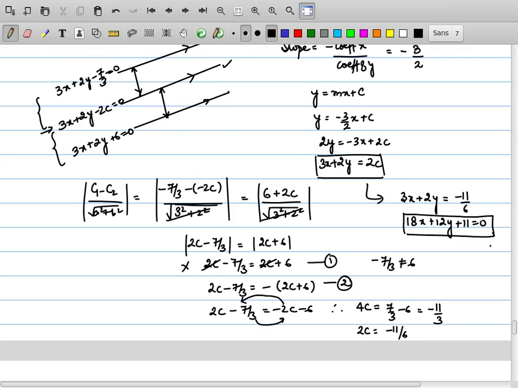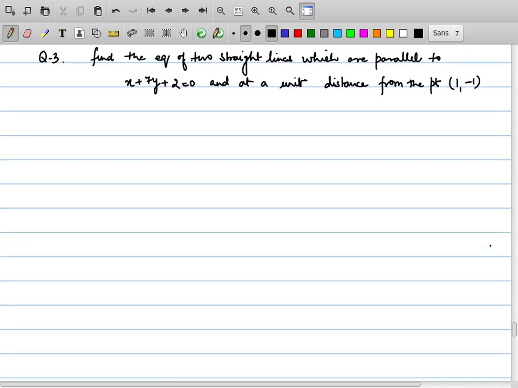Okay. Now we'll take the next question. Find the equation of two straight lines which are parallel to this line and at a unit distance from this point.